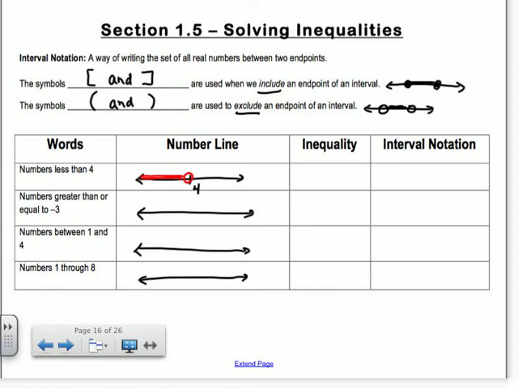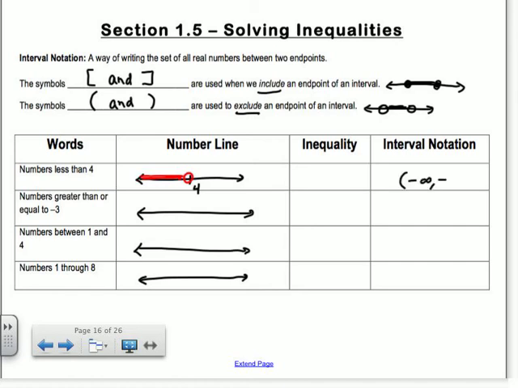Okay, it starts way down on the left side, so the biggest negative number possible. You never get to the biggest negative number possible, so we write negative infinity. So it starts way down at negative infinity, negative big numbers, and then it goes all the way to 4. We don't include 4, so we do a parenthesis. Oops, that's your interval notation, sorry. Jumping ahead of myself.